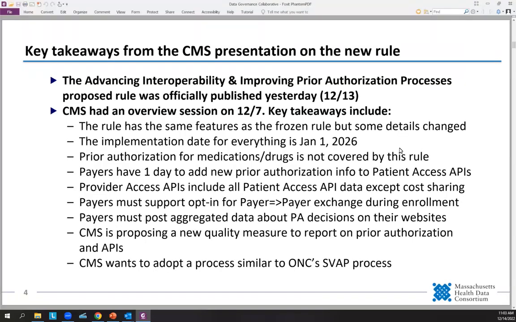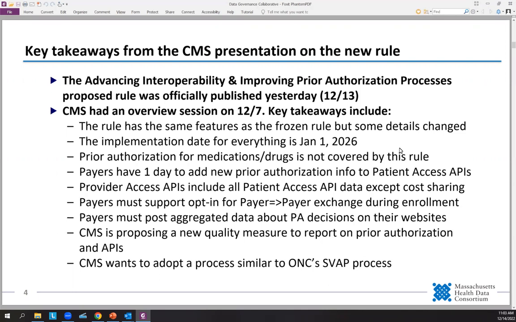So the official name, the Advancing Interoperability and Improving Prior Authorization Processes proposed rule, was officially published in the Federal Register yesterday. CMS did a presentation last week with an overview session, and they highlighted a few things, some of which were obvious in the reading, but they also pointed out a few things that may not have come through at first glance, and talked about a couple of other pieces that may be in the offing.